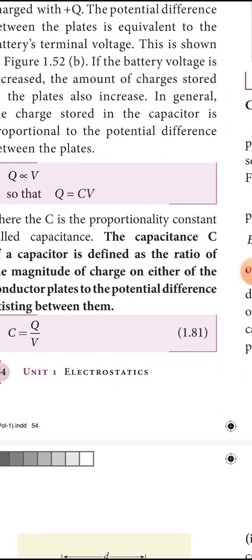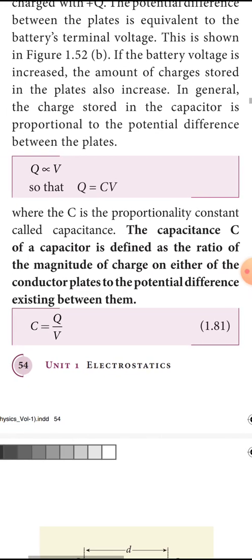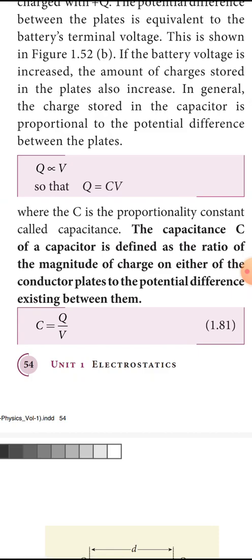Define capacitance. Capacitor is different from capacitance. It is defined as the ratio of the magnitude of charge on either side of the conductor plates to the potential difference existing between them. That is C is equal to Q by V. This is a very important formula. C is equal to Q by V.